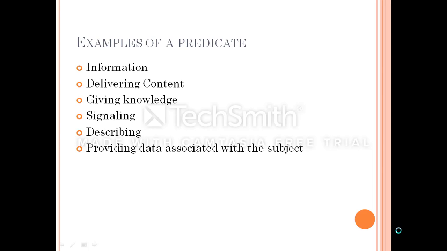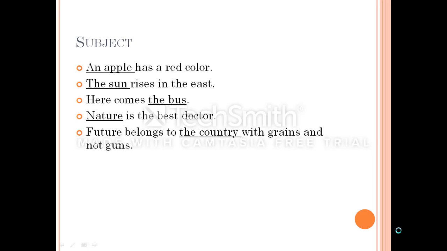Now let us go to the examples of a predicate. Any information you give about the subject, any content that you deliver about a subject, any knowledge that you give related to a subject, any kind of signaling, any kind of description, or any kind of data that is associated with the subject is called as its predicate.